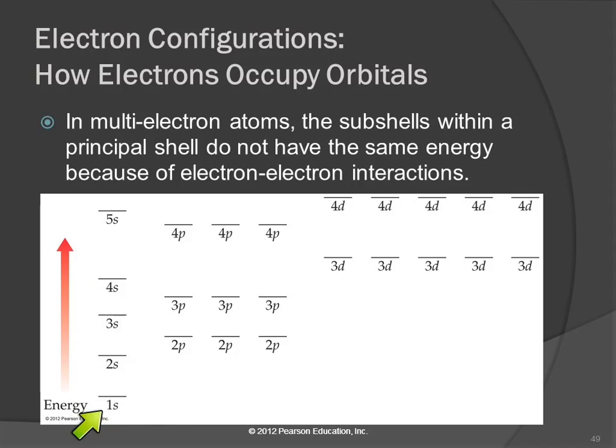So there's one room on the first floor and it's got one bed in it. There's two rooms on the second floor. The S room has one bed. The P room has three beds. On the third floor, there's three different rooms, S, P, and D. The D room has 5 beds. And yes, that would be kind of a silly hotel room.